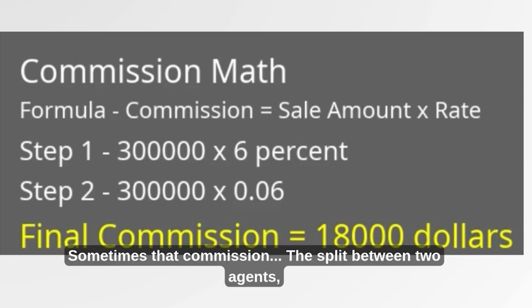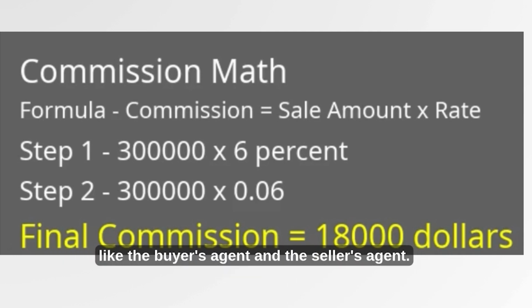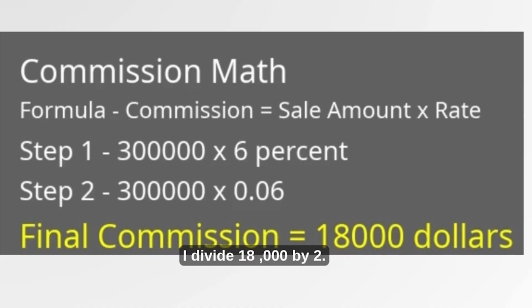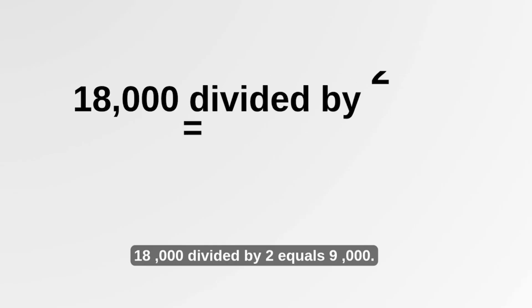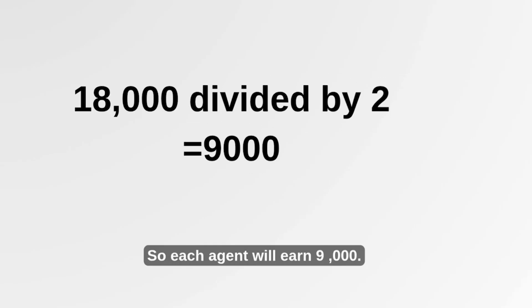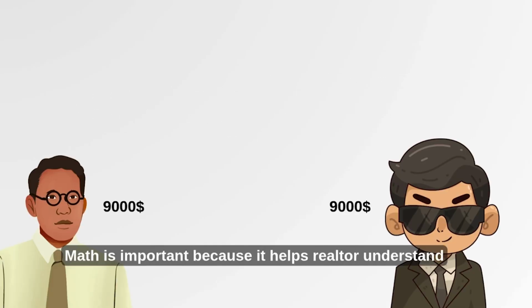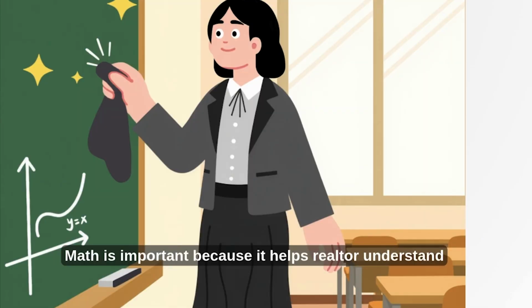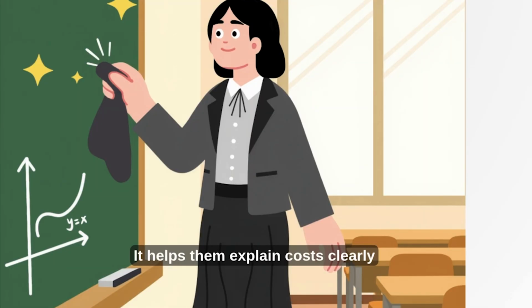Sometimes that commission is split between two agents, like the buyer's agent and the seller's agent. So to find how much each agent gets, I divide 18,000 by 2. 18,000 divided by 2 equals 9,000, so each agent will earn 9,000. The math is important because it helps realtors understand how much money is being made from the sales and helps them explain costs clearly to their clients.